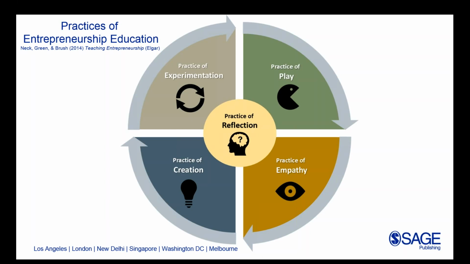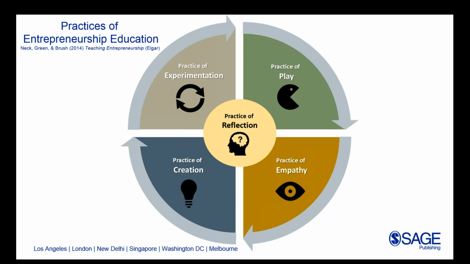Are the things that I'm doing in my classroom helping the students to understand the process of creativity and learning through action and building new things and evaluating those new things for value? And then the fourth one, the practice of experimentation. Are the things I'm doing helping my students take early action, get out there, get feedback, test new ideas, and not just sit behind their computer and write up plans?